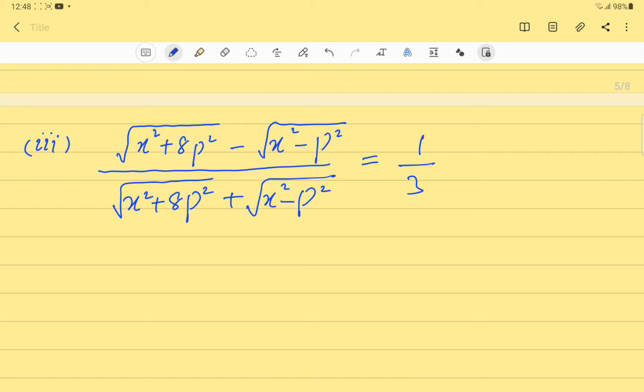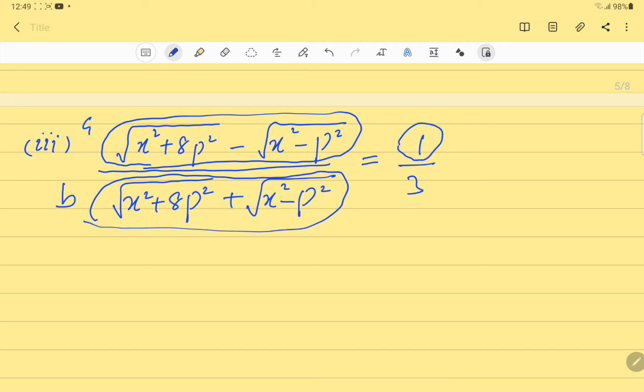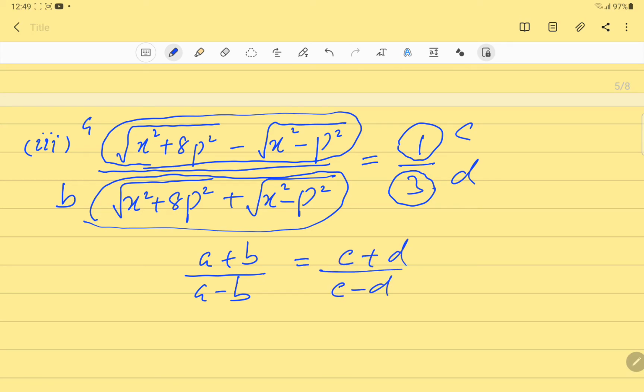Let us first mark what is A, what is B, what is C, and what is D. Here this part is A, this one is B, this is C, and this is D. And we can write our formula here, which is componendo dividendo: A plus B over A minus B is equal to C plus D over C minus D.